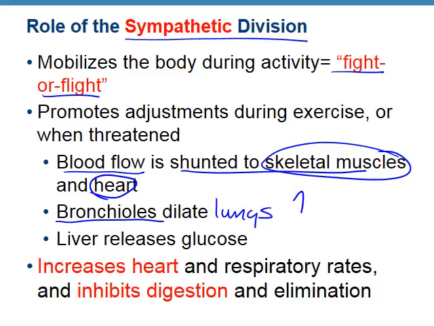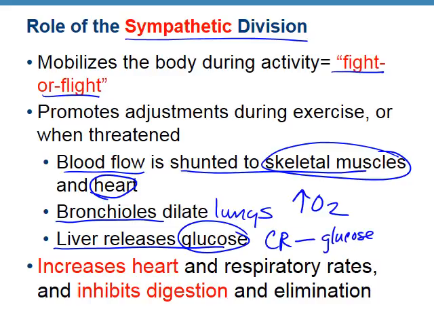We're talking about the lungs, and this allows for an increase in oxygen. We're also going to release glucose. Hopefully by now we're thinking about cellular respiration. Why do we need glucose and more oxygen? We're hoping to make tons of ATP. So we can do what?